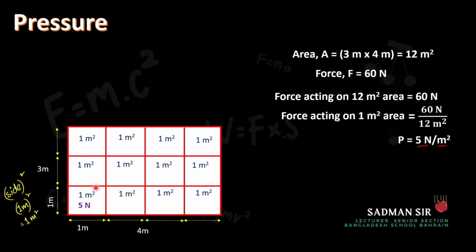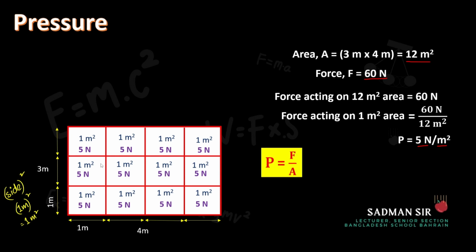So 5 Newton on 1 meter square. At first we were given the information that on 12 meter square, the area of the whole surface, the total force acting is 60 Newton. So from there we found out how much force is acting on 1 meter square. That is what pressure actually is. And the same can be said about this square box also: 5 Newton will be acting on each of the 12 boxes that we have here. So that is the meaning of 5 Newton per meter square.